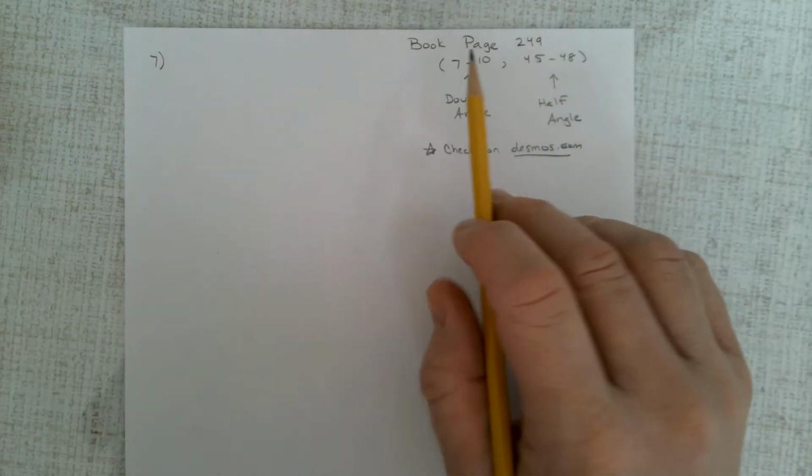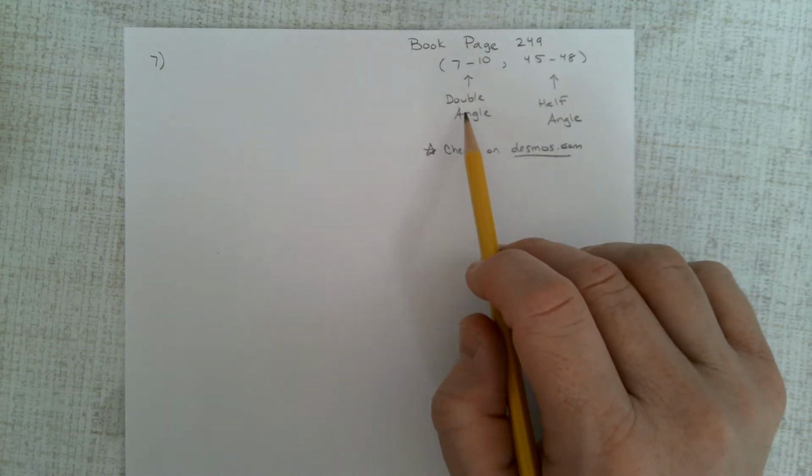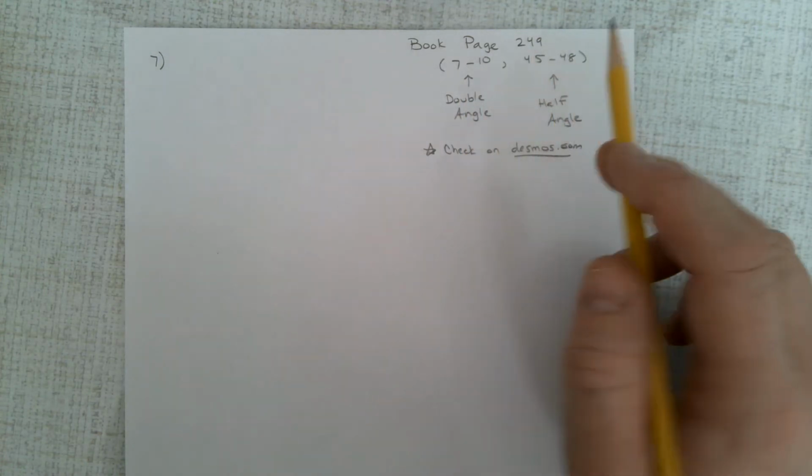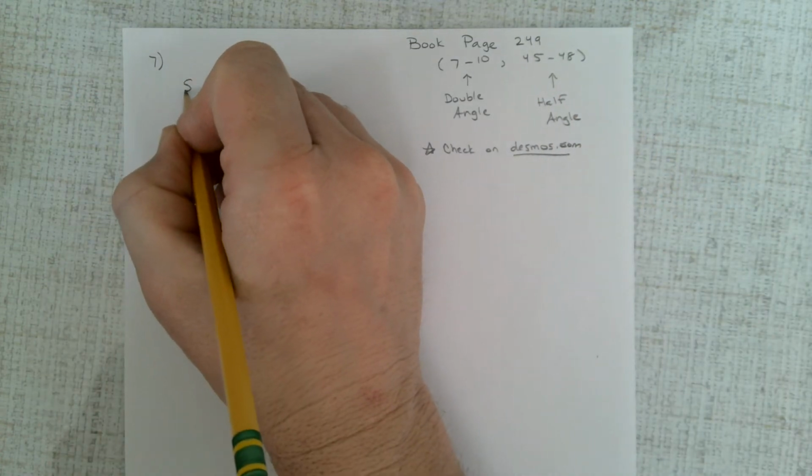I'm going to help you with your homework, which is book page 249, problems 7 to 10, which are some double angle formulas, and 45 through 48, which are some half angle formulas. Check them all in Desmos. They're all equations to solve.